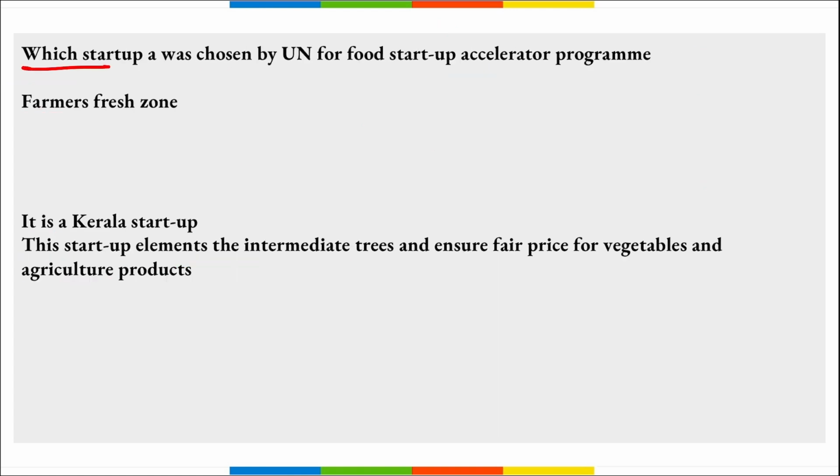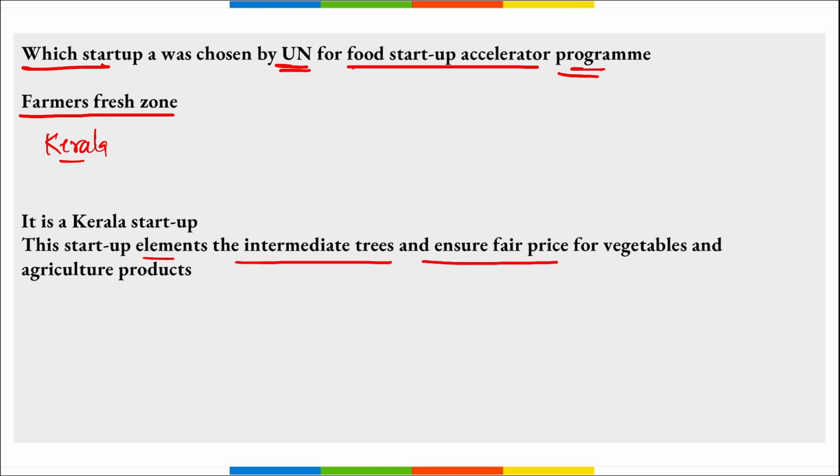Next, which startup was chosen by the United Nations for its Food Startup Accelerator Program? It is Farmers Fresh Zone. This is a Kerala based startup. This startup eliminates the intermediaries and ensures fair prices for vegetables and agriculture products. So I repeat, what is the aim of this startup? It has eliminated the intermediary people, and they have ensured fair prices for the vegetables and agriculture products to the farmers.